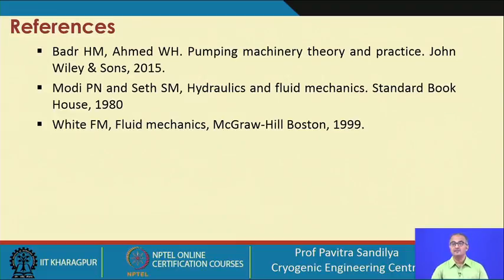So, these are the various references in which you can find more detail about these pumps.